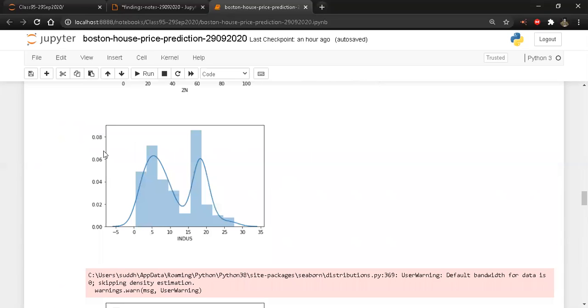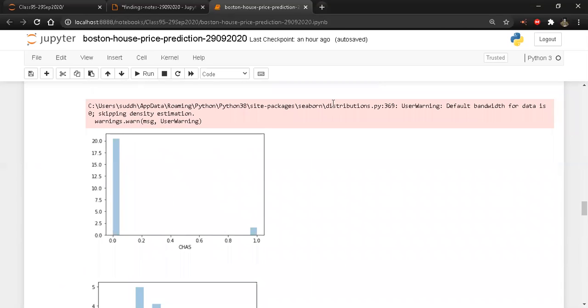You see, there is no distribution it could plot. So that's the warning that it is giving here as well. Default bandwidth for the data is 0. So it is not able to do any density estimation. It is using a technique called kernel density estimation, and it's not able to plot that smooth graph over here, right? Because there is no distribution.